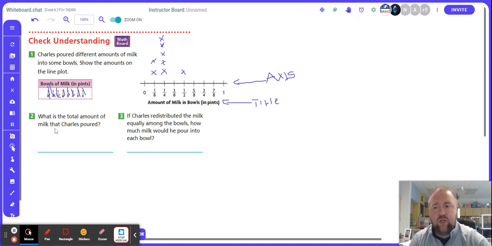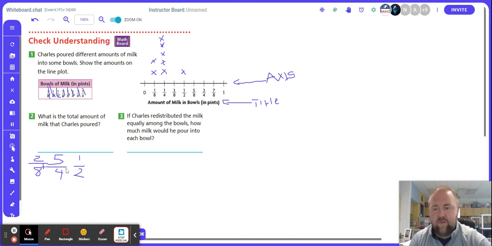So question number 2 says, what is the total amount of milk that Charles poured? So in order to find this out, we're going to have to add all of these amounts of each of these X's together. So if I have 1/8 and 1/8, that's going to give me 2/8. And then I have 1, 2, 3, 4, 5 of the fourths. So that's going to give me 5/4. And then I have 1/2. So I have to add these numbers together.